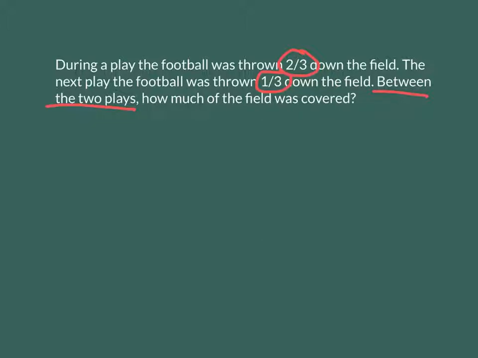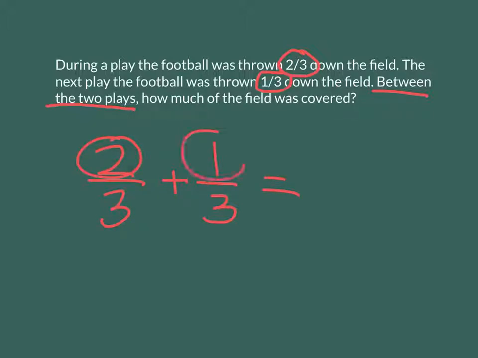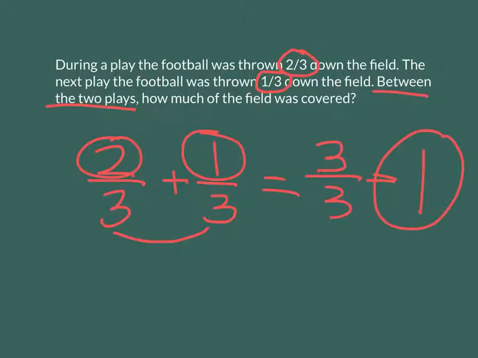So what we can do, we have 2/3 of the field, and in the next play, it was 1/3 of the field. We set this up in an equation. We add the top numbers. We get 3/3. We don't need to change the denominator because they are similar. 3/3 also equals 1. So we know that one whole field was covered between the two plays.